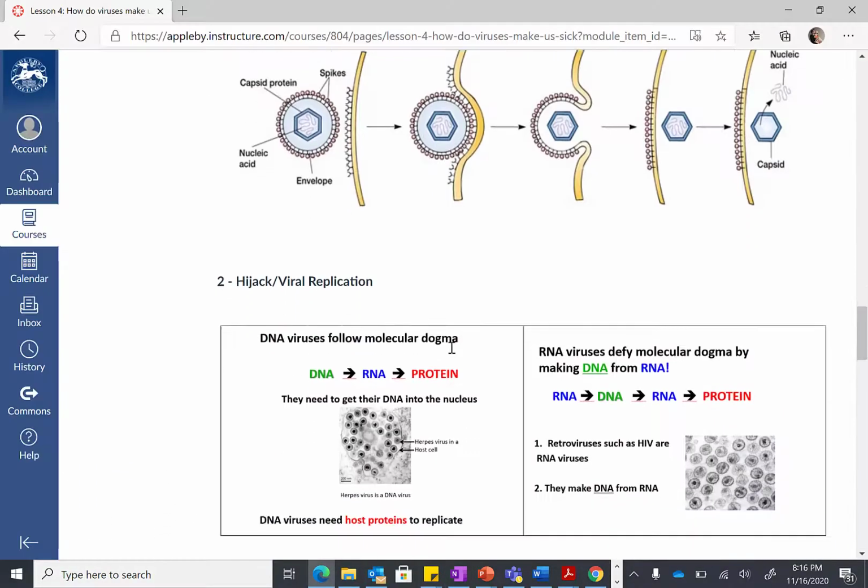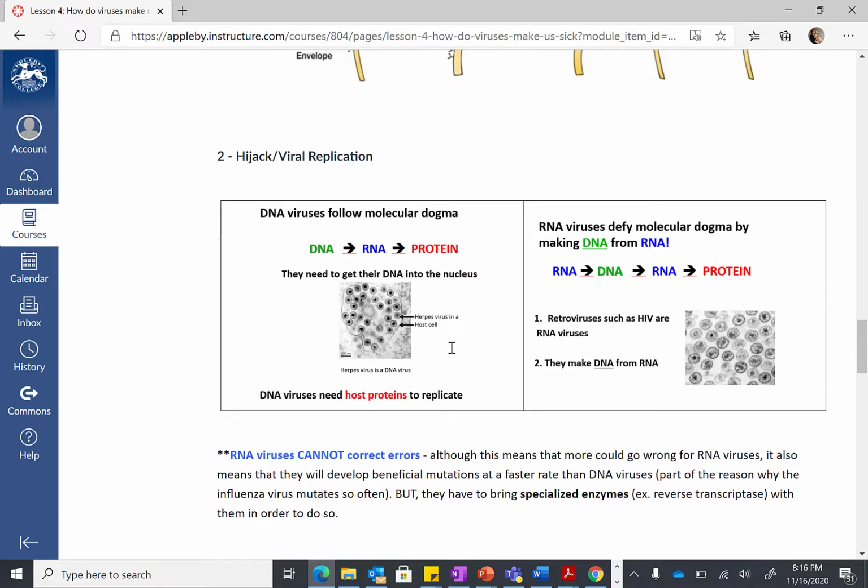And then we go on to step 2. And step 2 is all about hijacking the host, getting the host to do the work for you. So like we mentioned, your viruses can either be DNA or RNA viruses. DNA viruses follow this idea of the central dogma, that you start with DNA, it gets transcribed into RNA, and then translated and formed into proteins.